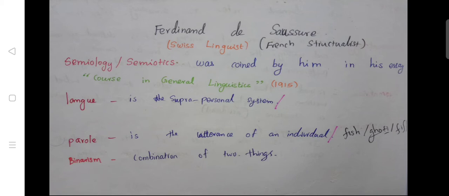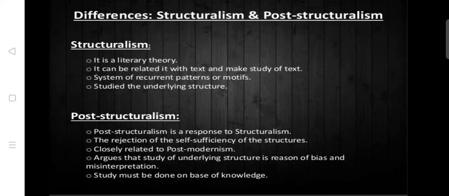Langue is a suprapersonal system, comparable with the concept of Noam Chomsky, who introduced competence. It is a similar concept; langue and competence are the same. And parole compares with Noam Chomsky's term performance, which is the utterance of an individual. And binarism is a combination of two things, by two.